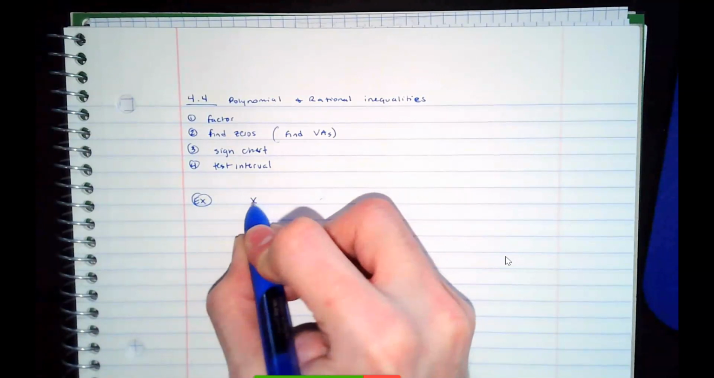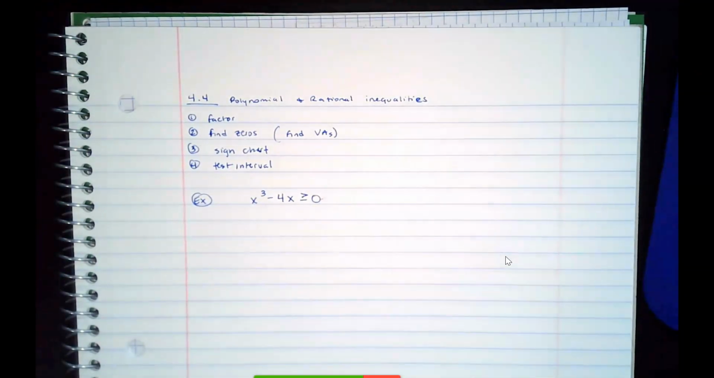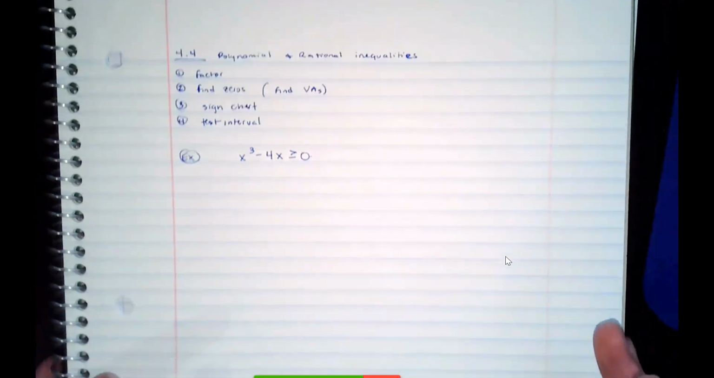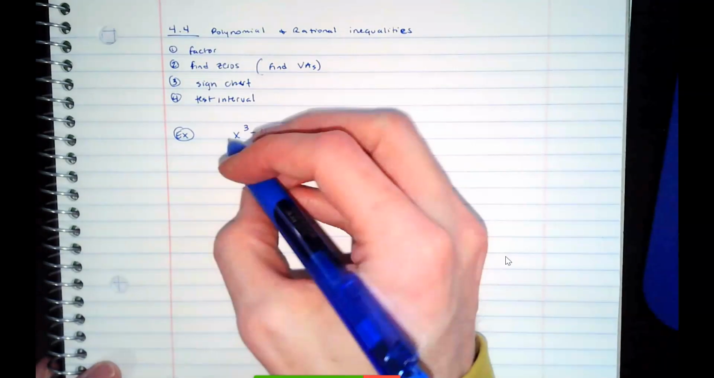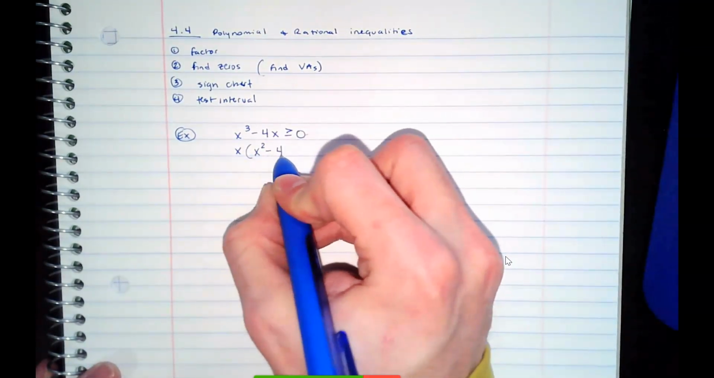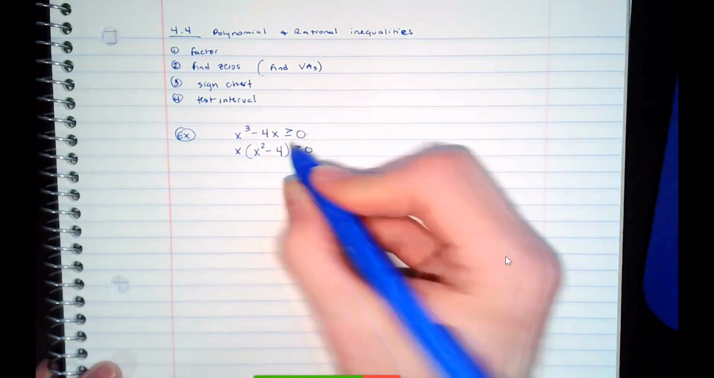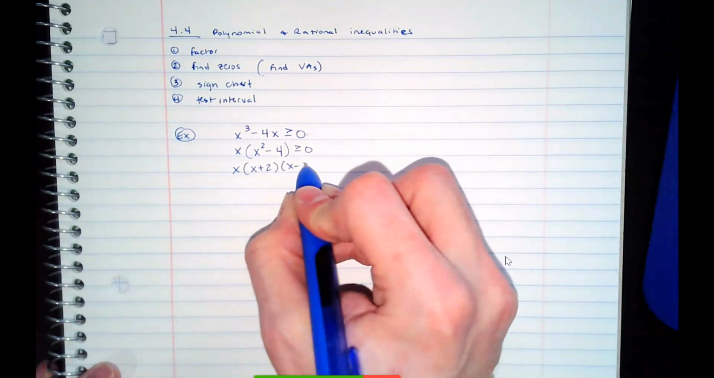First example, x cubed minus 4x. We're looking for when that is greater than or equal to 0. So we always want one side to be 0. That's how we're going to be able to do these nicely. You got to factor things first. This is x times (x squared minus 4). X squared minus 4 factors to x plus 2 and x minus 2.